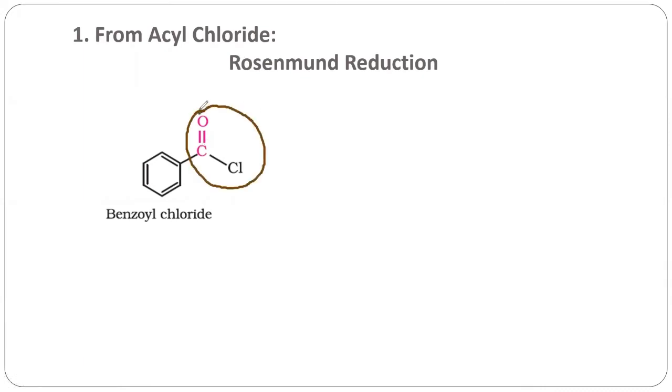A typical example is the Rosenmund reduction, where an aldehyde is prepared from an acyl chloride. So let us take benzoyl chloride as an example. Acyl chlorides are compounds where you have this particular group, C double bond O Cl. Here, instead of the alkyl group, we have an aryl group, so it is called benzoyl chloride. So this is benzoyl chloride.